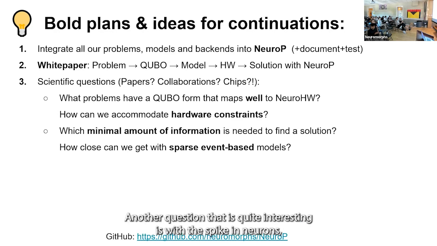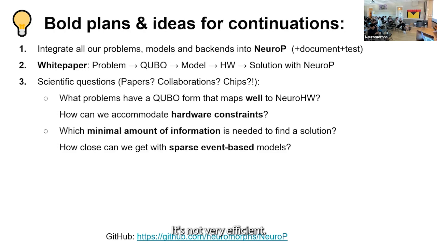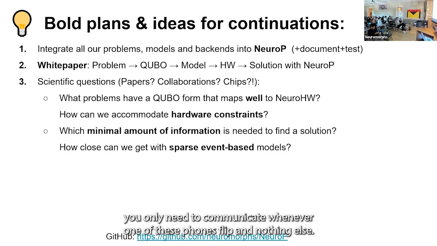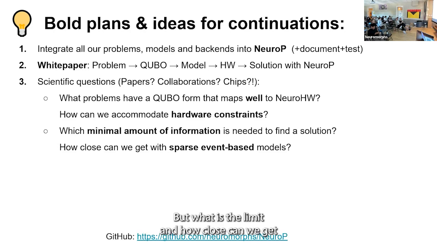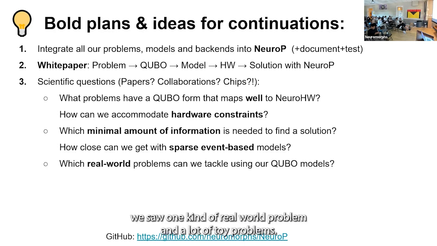Another question that is quite interesting is that with the spiking neurons, we saw that we can get a solution, but maybe the neurons just fire too much because it's rate coding. Rate coding is not very efficient. So what is actually the minimum amount of energy you need? Intuitively, you should only need to communicate whenever one of these spins flips and nothing else. But what is the limit, and how close can we get if we really try to do this in a more clever, sparse, event-based way? And of course, we saw one kind of real world problem and a lot of toy problems.